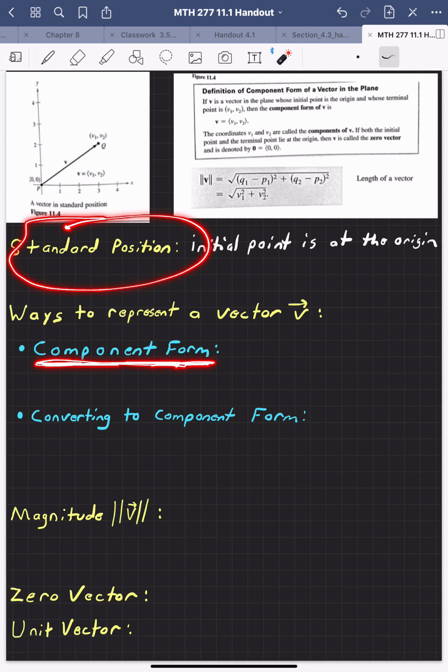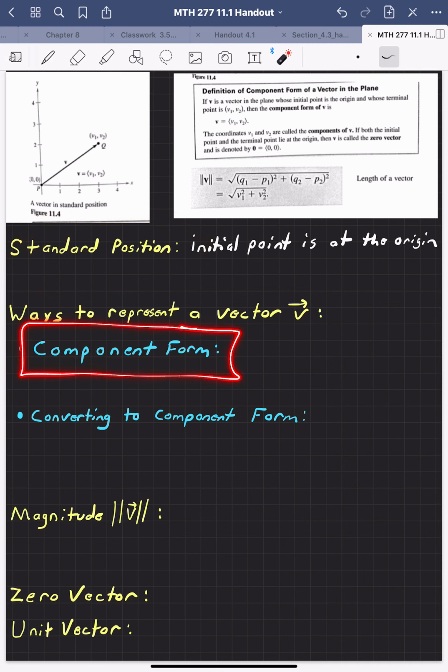I'll say that one more time. If you're given a vector in component form, you know that it's in standard position. Okay? So now let's talk a little bit about what we mean by component form.